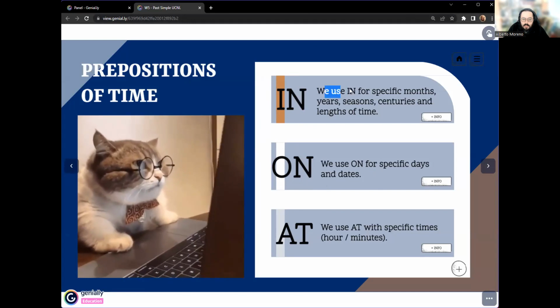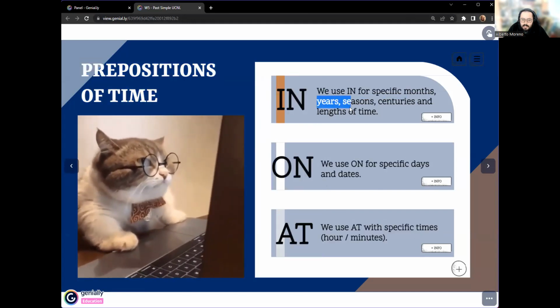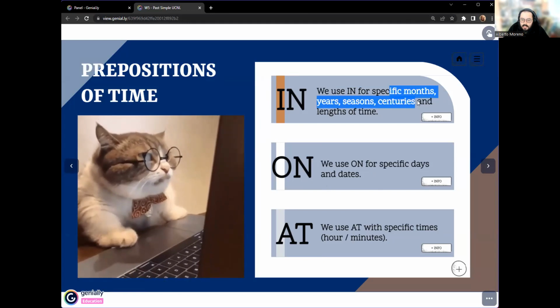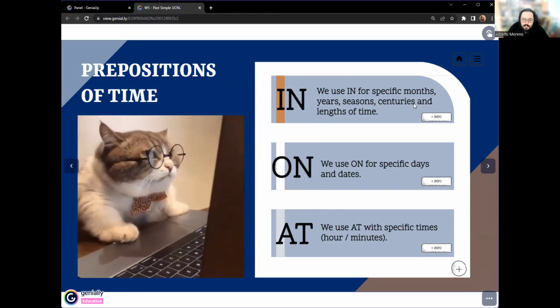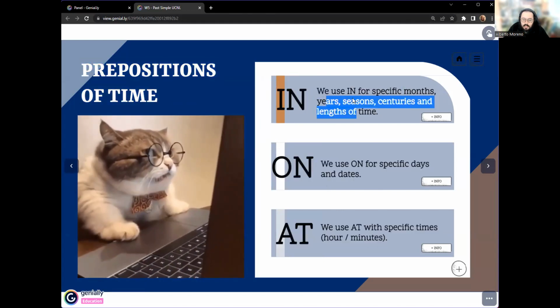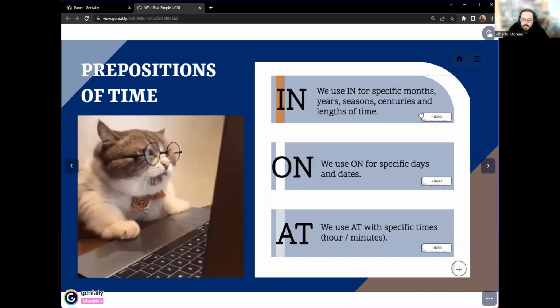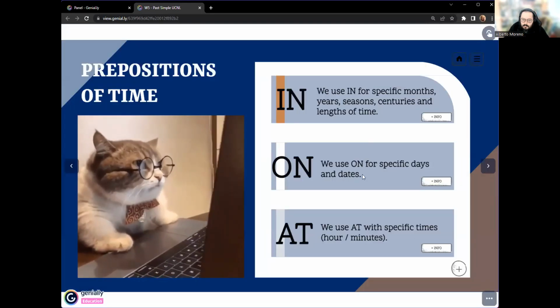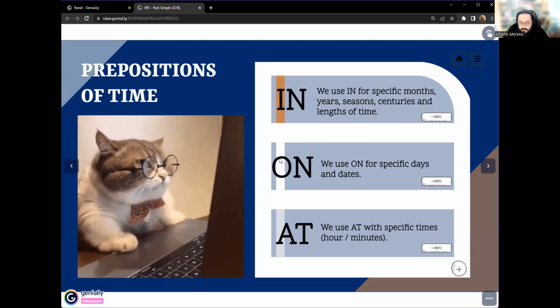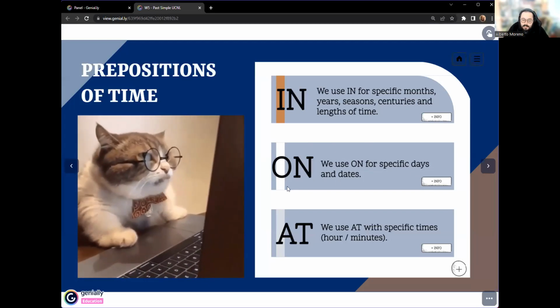We use in for specific months, years, seasons, countries, centuries, and lengths of time. For example, my birthday is in January. My grandmother was born in 1927. We need to have this report ready in 15 minutes. So the use of in is very general.